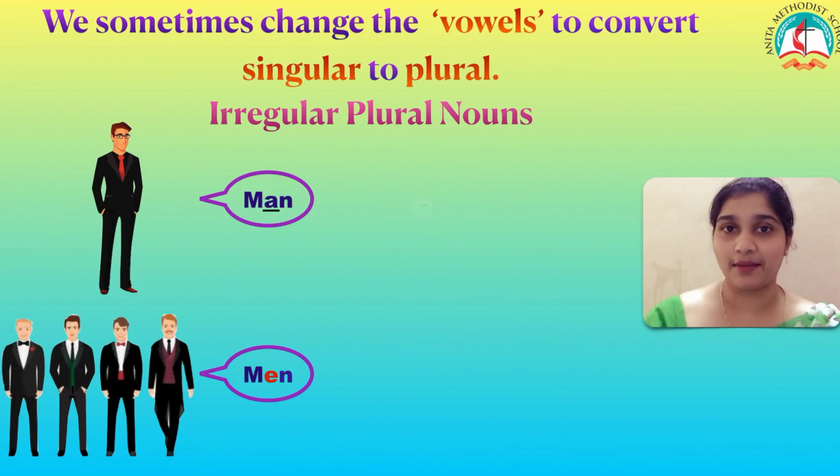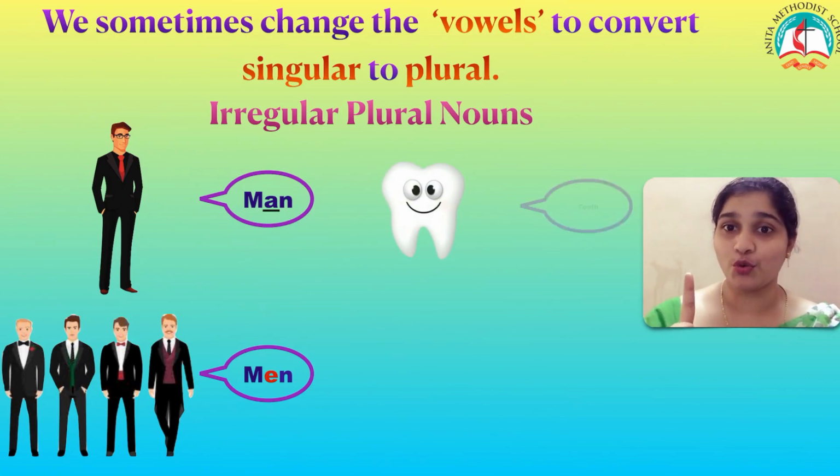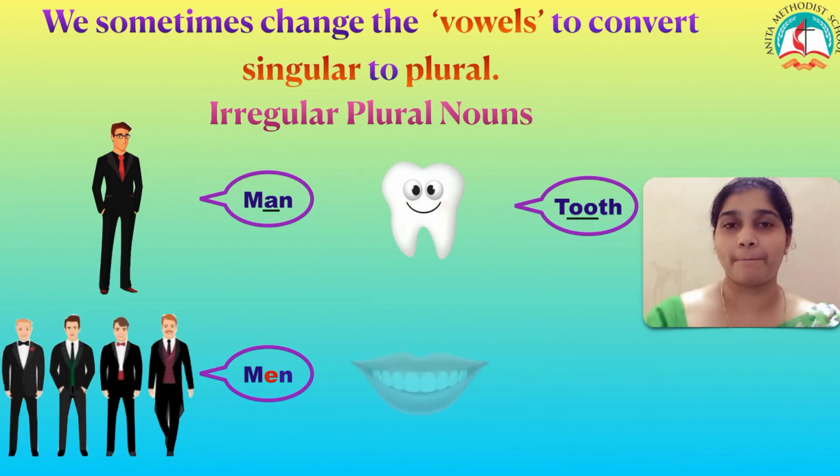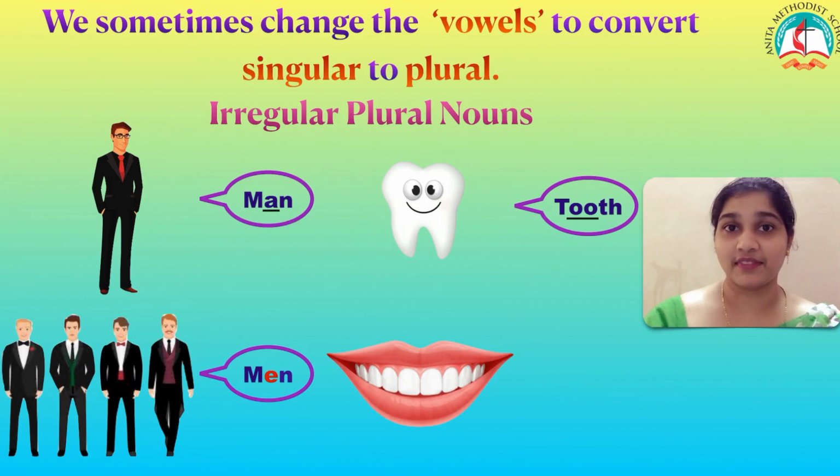Here is another example. What do you see in this picture? One tooth. And what are the vowels in this word? You have two O's. Here is another picture. What do you see here? It is teeth. So if you closely note, I have converted the vowel O into E. Teeth. So children, I hope that you understood that we need to change the vowels in the word to change them into plural.